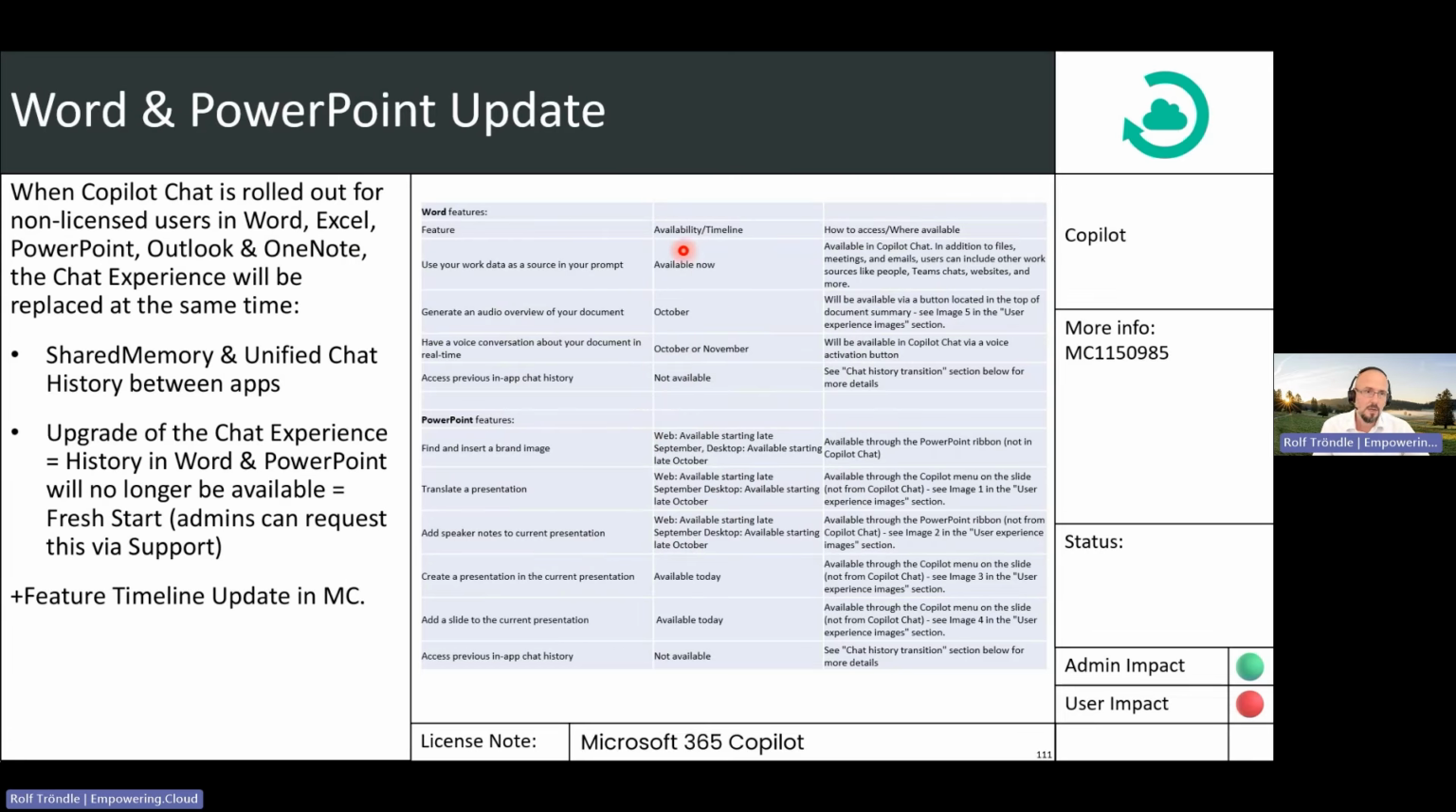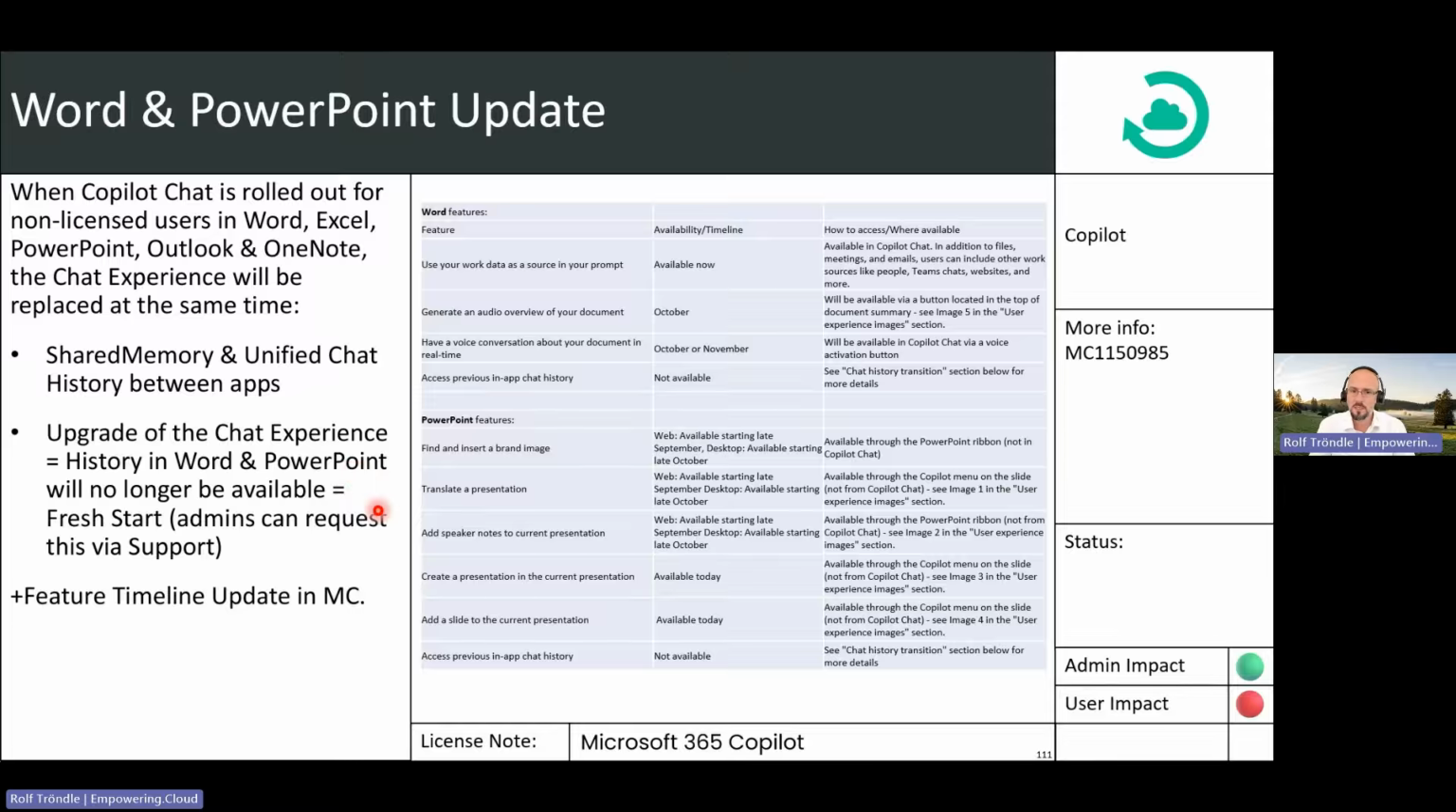Then you have an update regarding Word and PowerPoint. When this Copilot chat for users without the license will be rolled out, at the same time the whole chat experience will be replaced. So this chat experience will get shared memory and unified chat history between applications. So your Word knows what you had in the chat box in Excel, as an example, because it's the unified chat history.